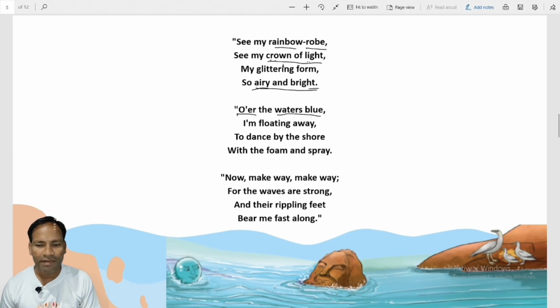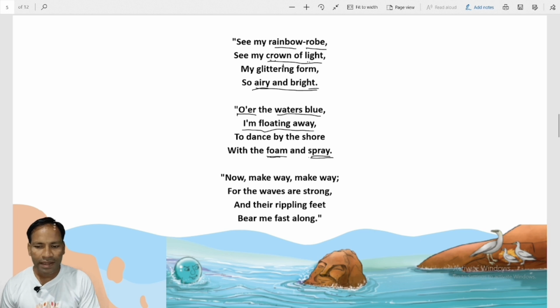I am floating away, and I am floating away on the waters blue, to dance by the shore with the foam and spray. And foam and spray, these are my servants, and even I have come here with them, and they are dancing for me, and they are my servants, they are helping me to go ahead.